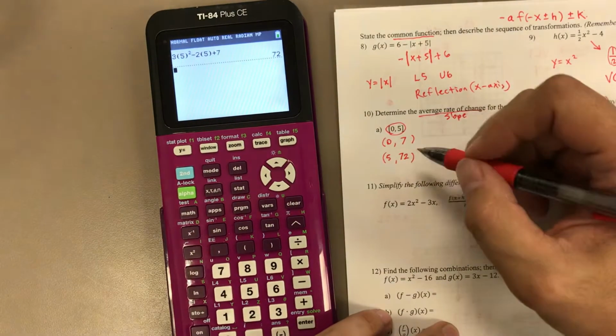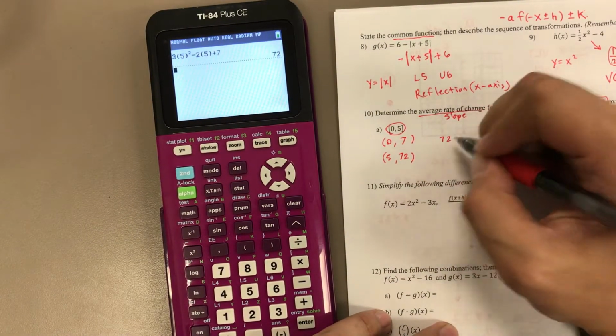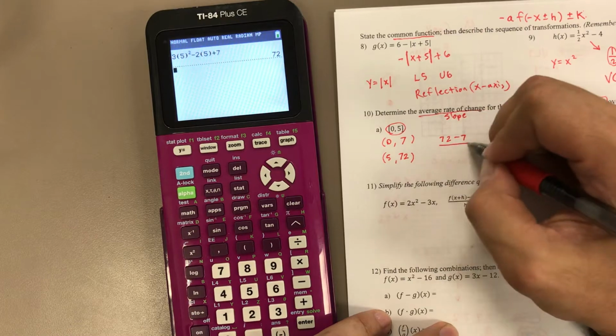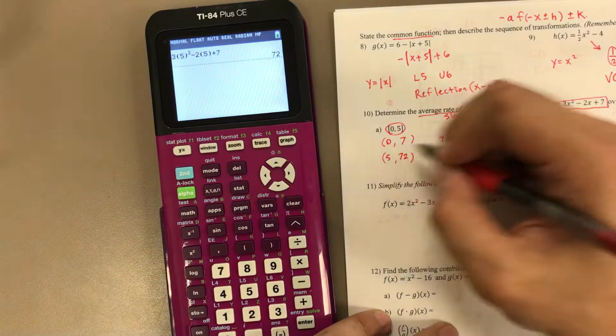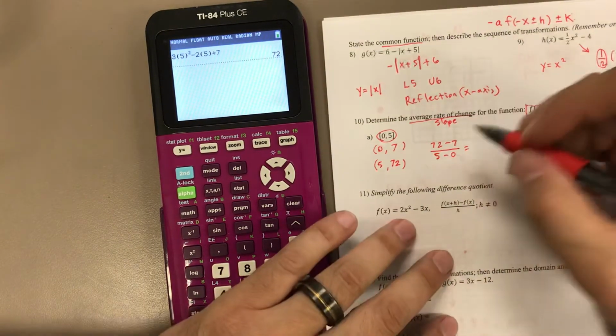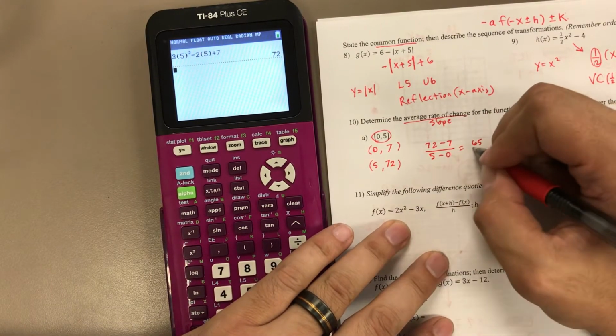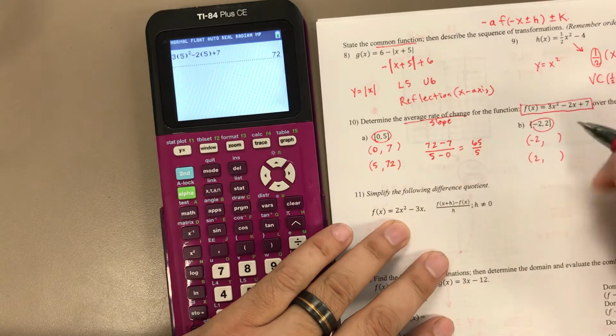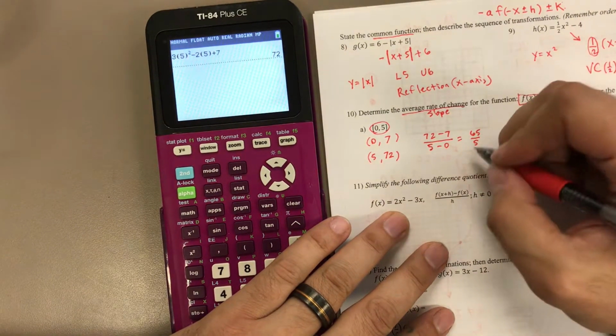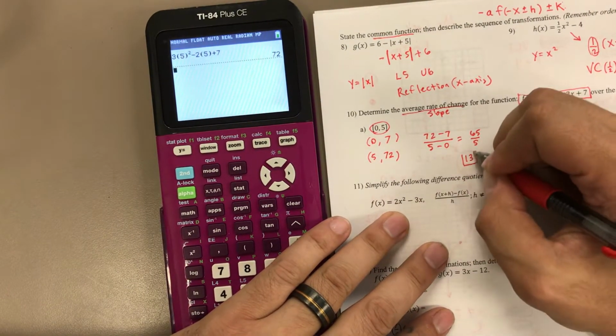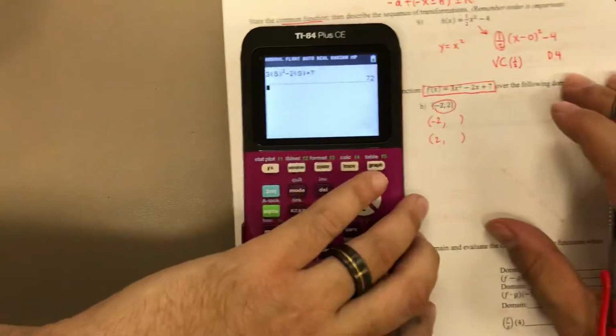And then we just need to do slope here. So y2 minus y1 over x2 minus x1. All right, so 72 minus 7 is going to give me 65. 5 minus 0 is 5. 65 over 5 is going to be, let's see, 13. Yeah, so 13 is my average rate of change here. All right, moving on to the other one.